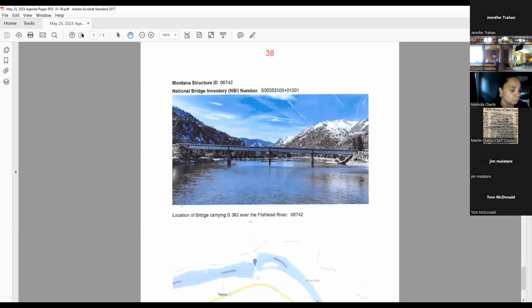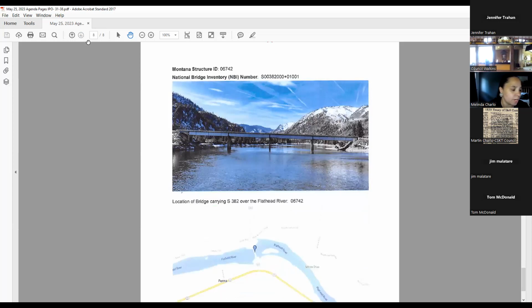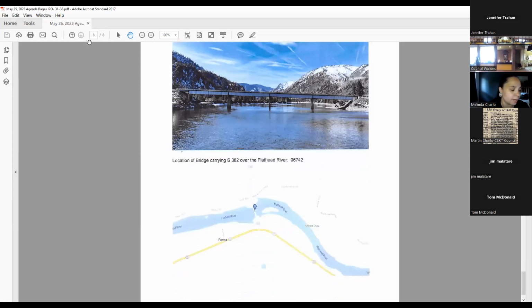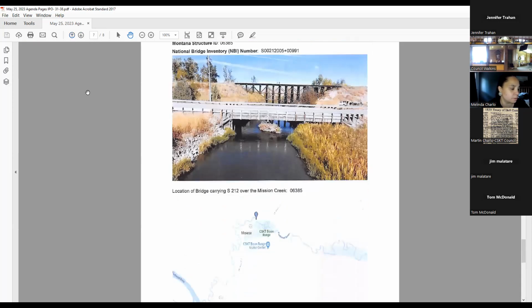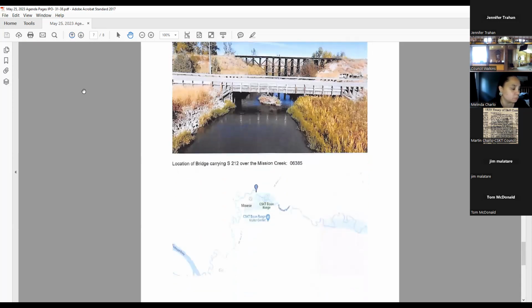How often do they do the inspections, do you know, Melinda? I'm not entirely sure. We actually just did another one like a year ago where they did Polson Bridge. So I'm not entirely sure how they figure out how far apart they do the inspections. Okay.